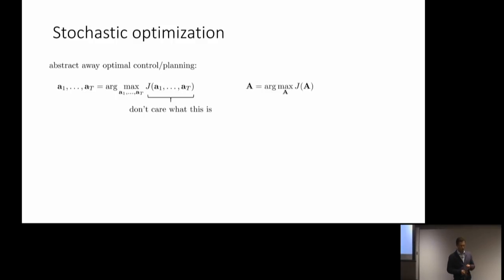So for notational convenience, since I'm kind of ignoring all the structure in the problem, I'll just call this capital A. Capital A is a sequence of actions, and I want to find the argmax of some objective with respect to capital A. Many different ways to solve this problem. You can use your favorite optimization method. You can plug this into gradient ascent, LBFGS, whatever.